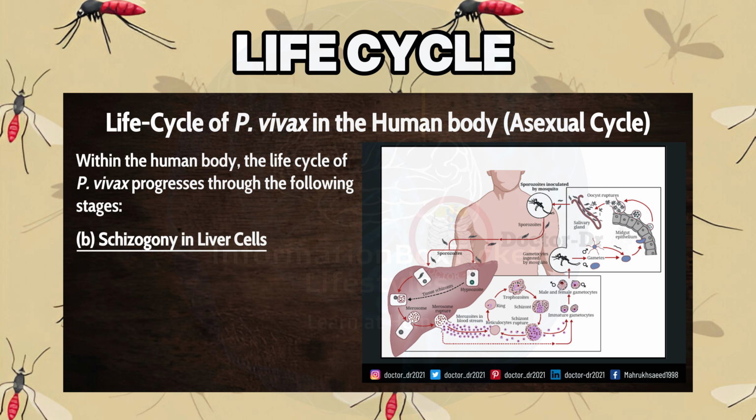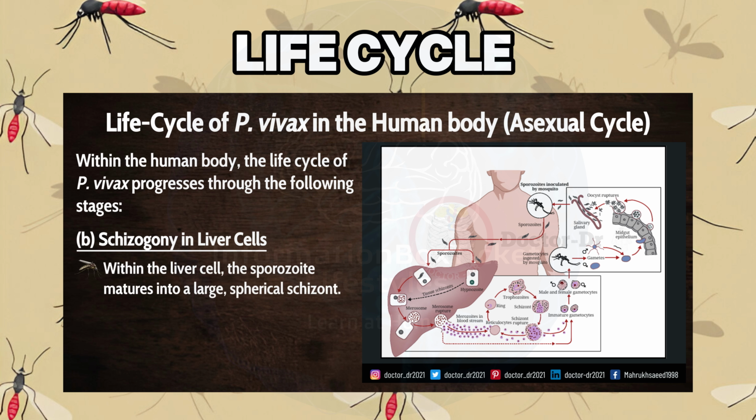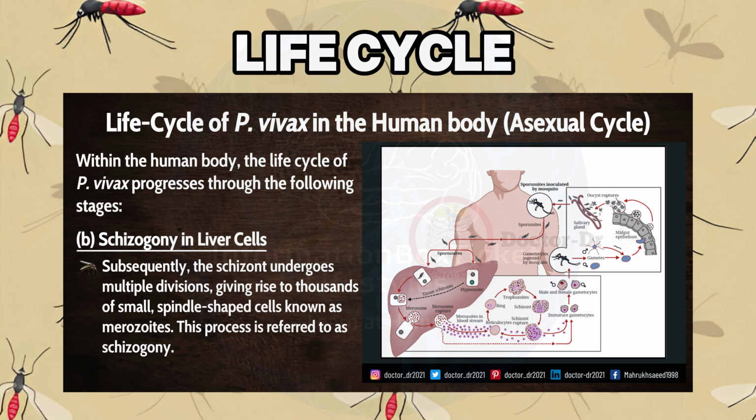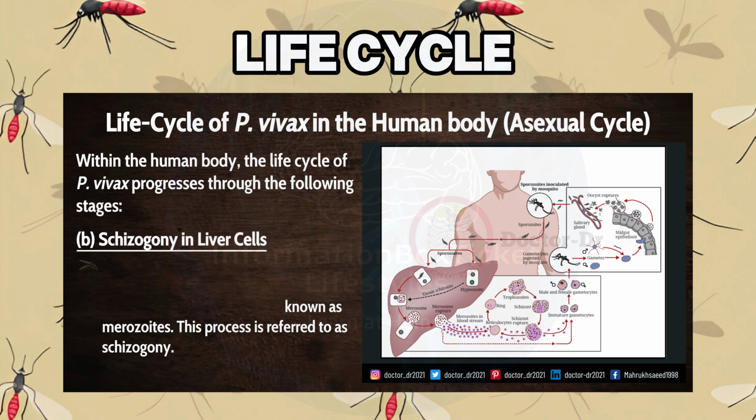B. Schizogony in liver cells. Within the liver cell, the sporozoite matures into a large, spherical schizont. Subsequently, the schizont undergoes multiple divisions, giving rise to thousands of small, spindle-shaped cells known as merozoites. This process is referred to as schizogony.